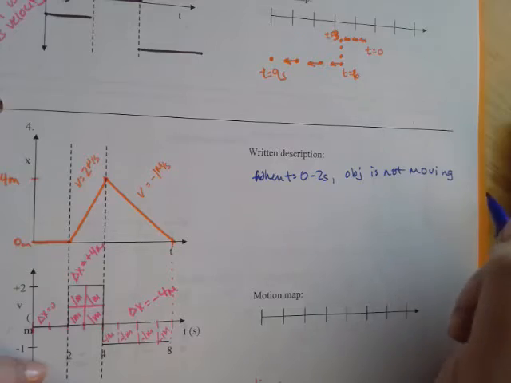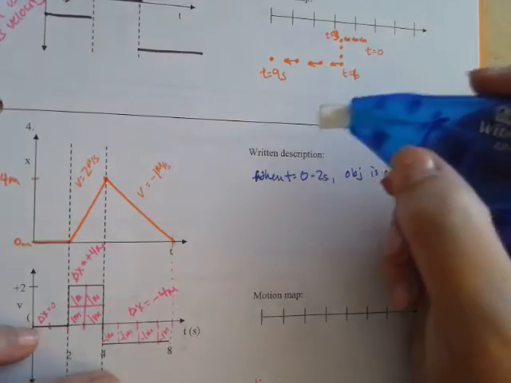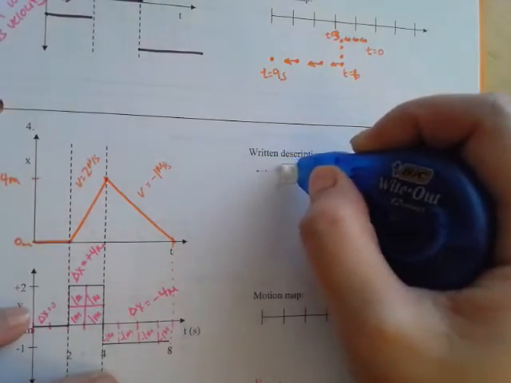So now I'm going to make a list of what my object is doing based on what time it is. That's really terrible, isn't it, guys? I'm sorry about my penmanship there.